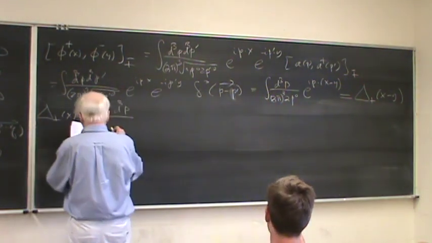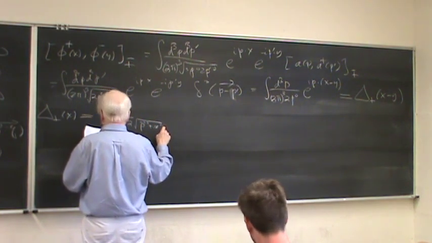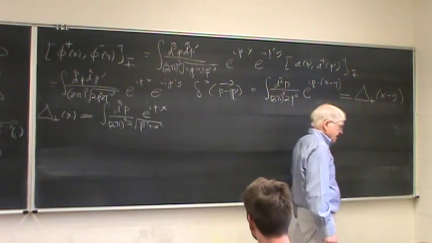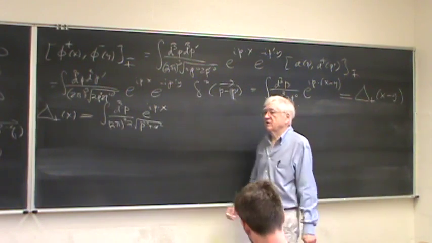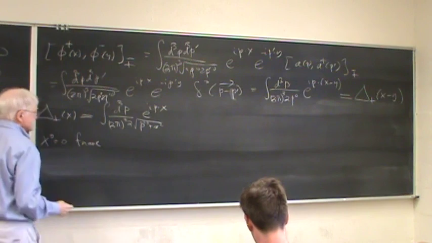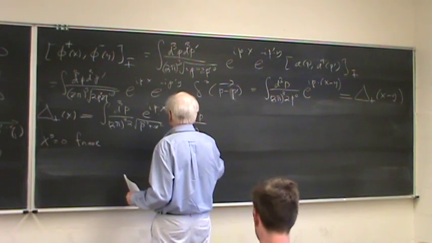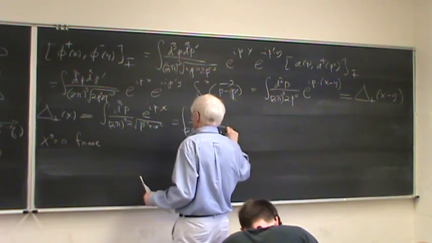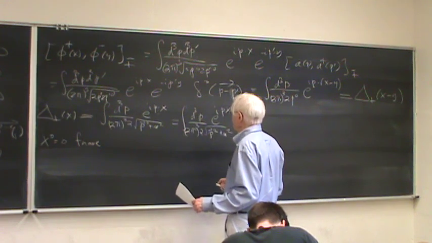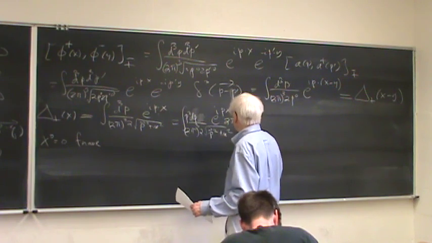And so delta plus of x is the integral d^3p over (2 pi)^3 2p0, where p0 is the square root of p vector squared plus m squared, and what we have left is e to the i p dot x. Now, this thing is Lorentz invariant. x is space-like, and so we can go to a frame where x0 is equal to 0. So we go to the x0 equals 0 frame to evaluate this, just to make things simpler. Then this is d^3p over (2 pi)^3 2 square root of p squared plus m squared, times e to the i, length of p, length of x, cosine of the angle between them, and d^3p is p squared dp 2 pi d cosine theta.